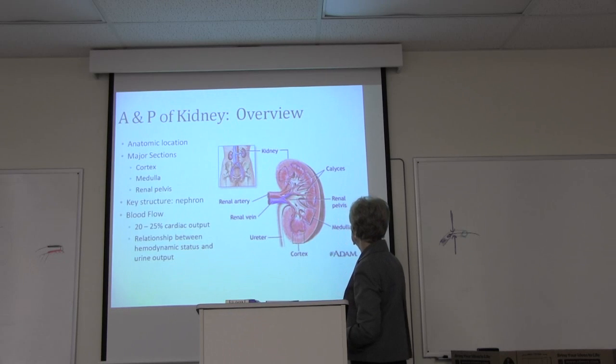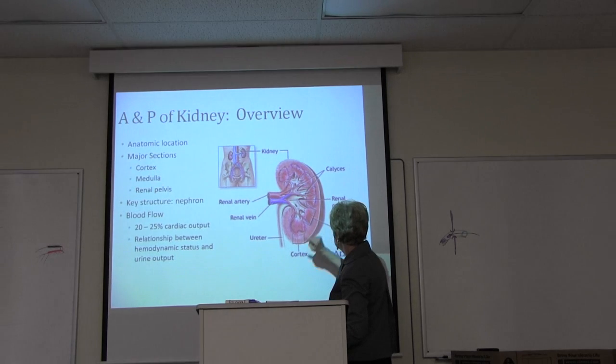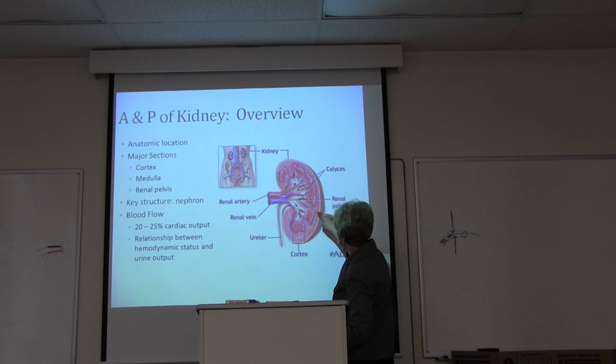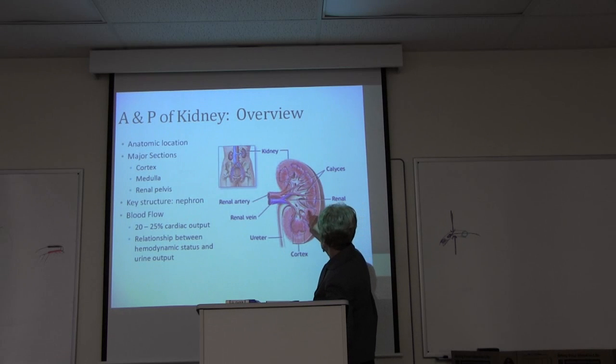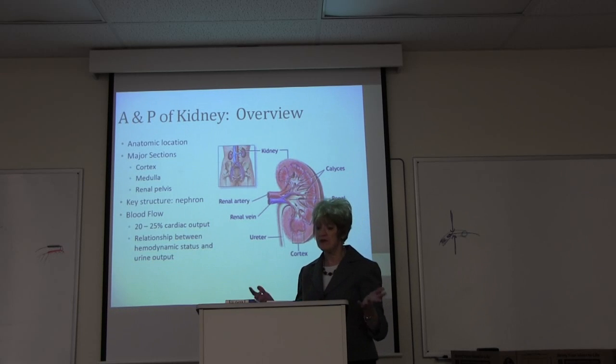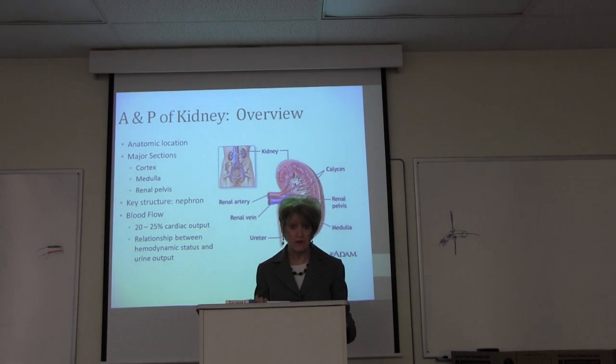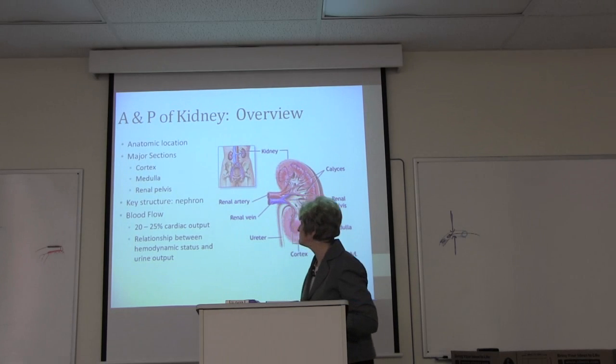The major sections, as you will remember, are the cortex, the outer section, where urine production takes place primarily, and the medulla, and then urine delivery begins in the renal pelvis and into the ureters. Now you remember from school that the nephron is the key functional unit of the kidney. That's where urine is produced, within the nephrons. And we're going to talk a little bit more about the specific function of the nephrons in just a minute.